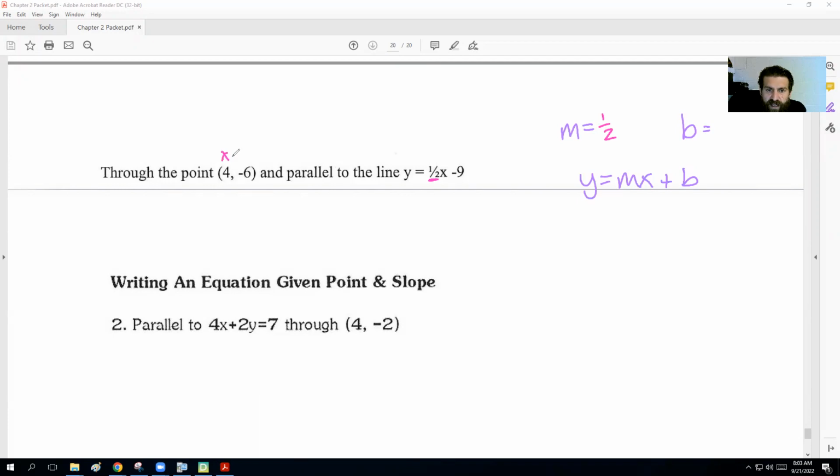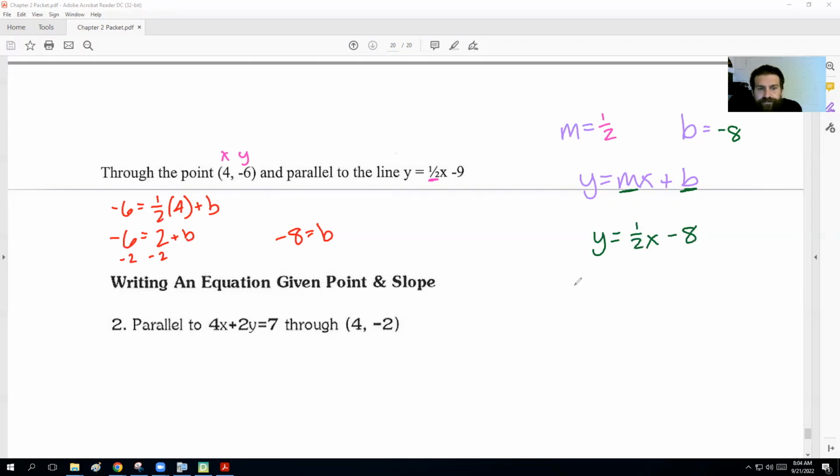Now our b, we're going to use the x and our y to figure out what b is. So we got y is -6, our m is 1/2, our x is 4. We're going to solve for b. All right, 1/2 of 4 is 2. If we minus the 2 over, b would be -8. So we're going to take those two answers and plug them in. And so we get a parallel line of y equals 1/2 x minus 8. Okay, not too bad.